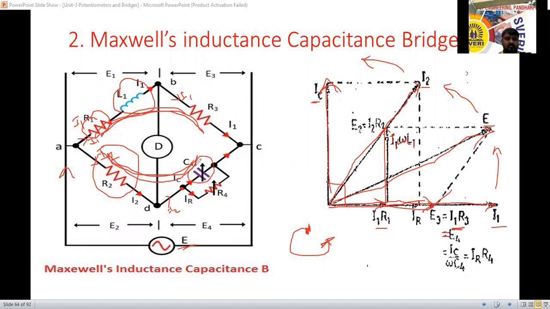I2 is flowing to capacitor or not? Yes. Which current is there here? I2 only, no? I2. So I1 belongs to the inductive load. I2 belongs to the capacitive load. So considering the voltage, which one should lead the voltage? Which one should lag the voltage? You tell me.